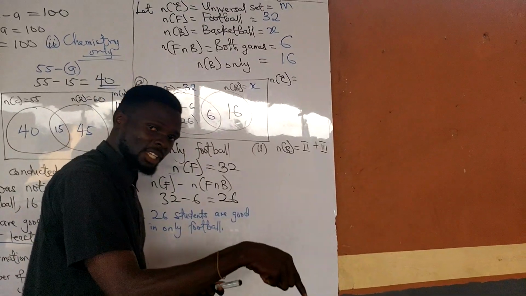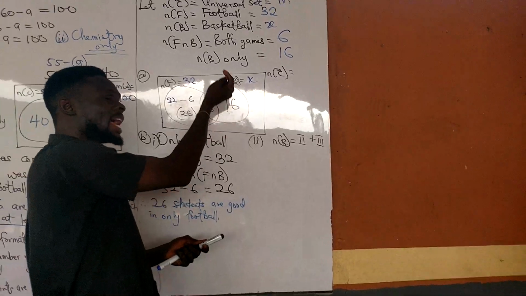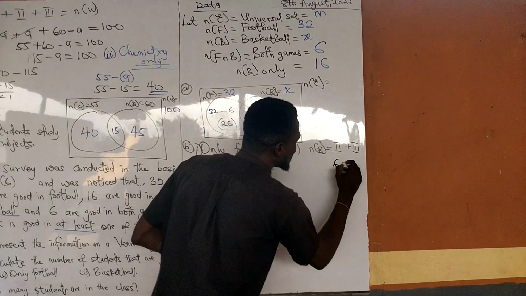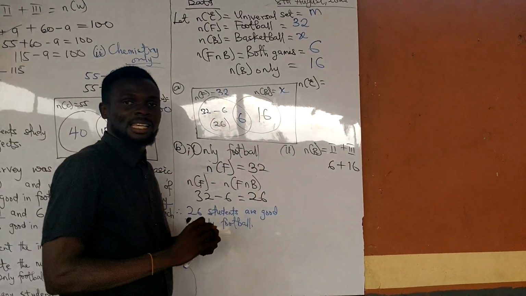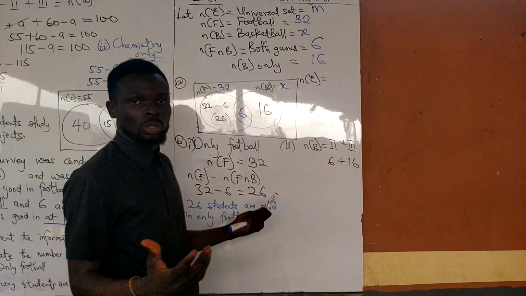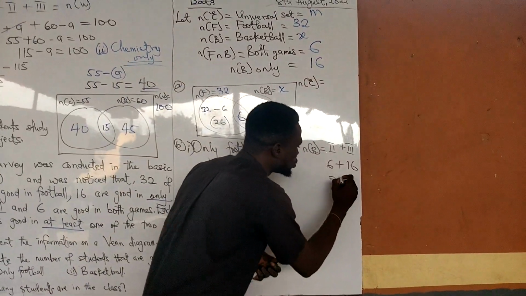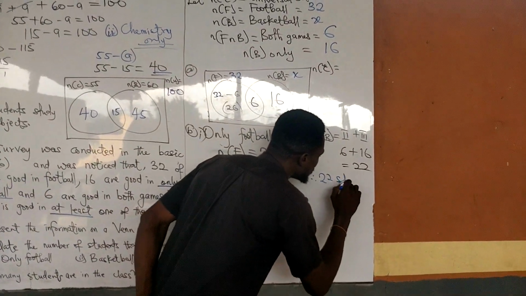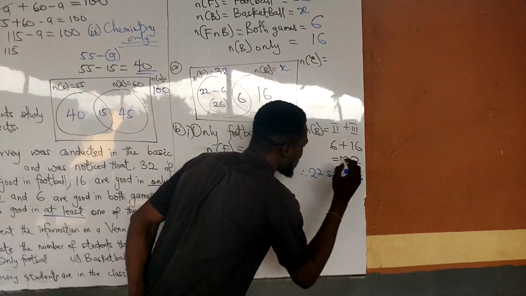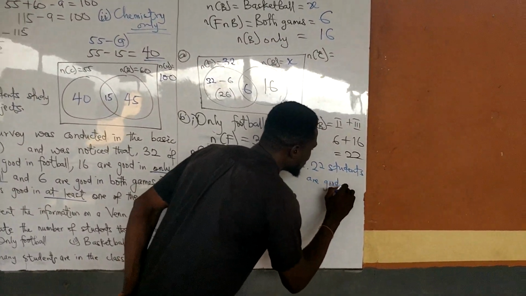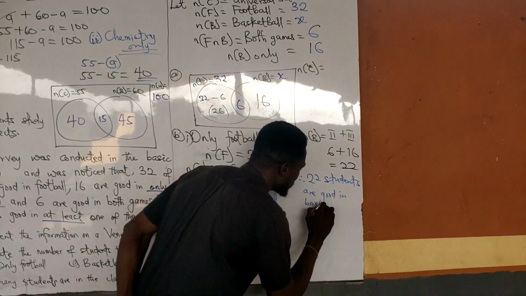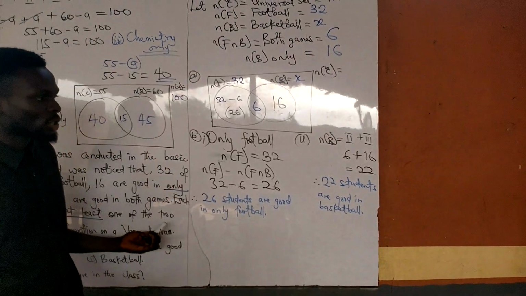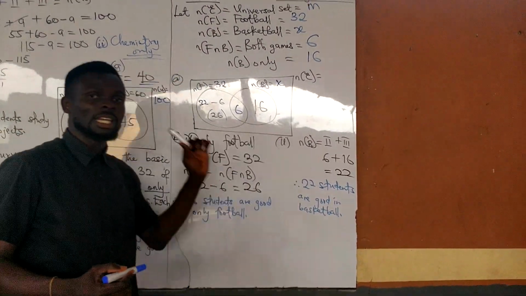So 16 is playing basketball, and these 6, they are playing football, but also they are playing what? Basketball. So we are going to add 6 plus 16, and 6 plus 16 is going to give us 22. So we state our answer and say, therefore, 22 students are good in basketball. And we've stated our answer for the scores. And these are the students that are good in basketball.